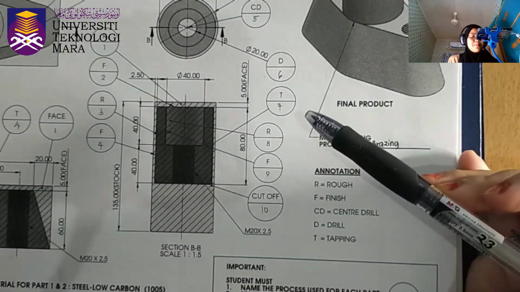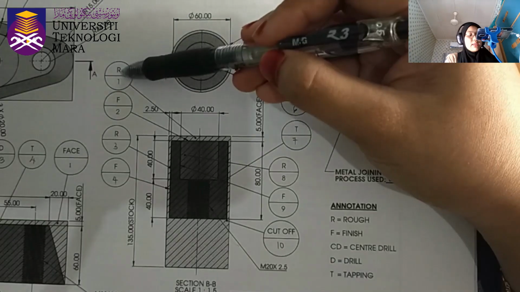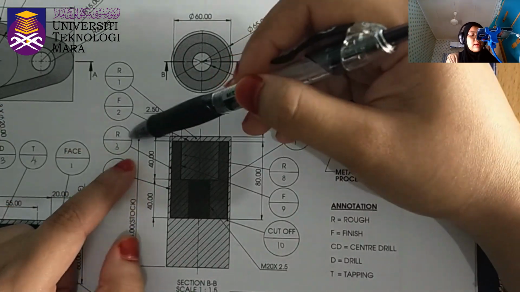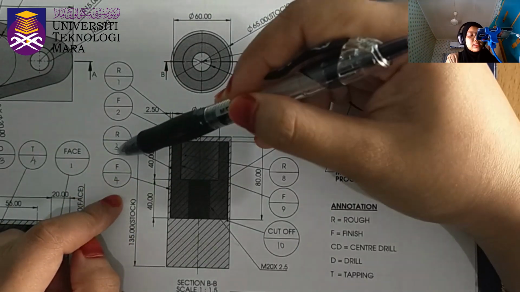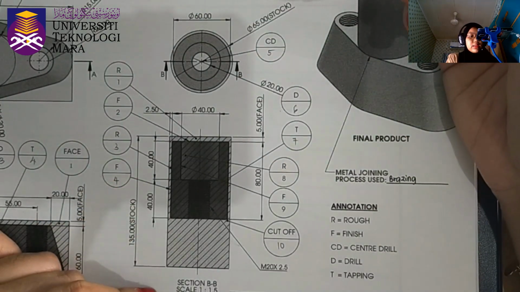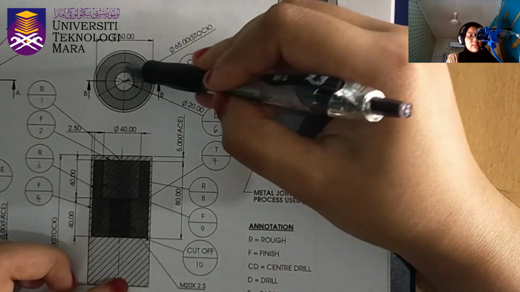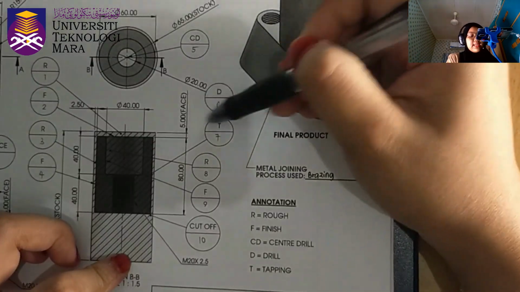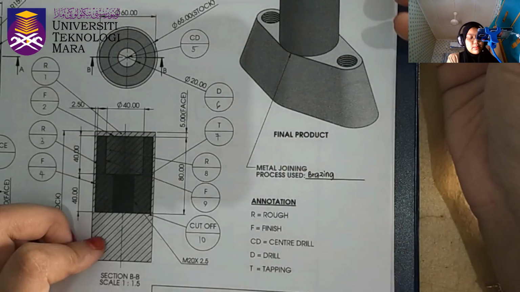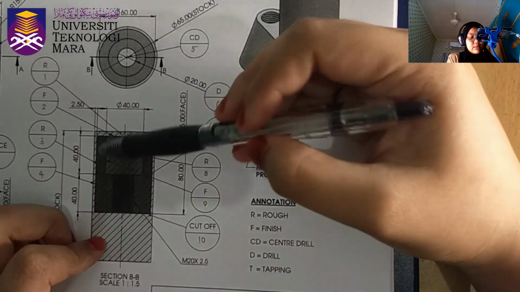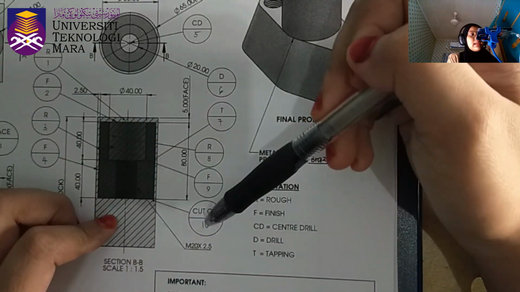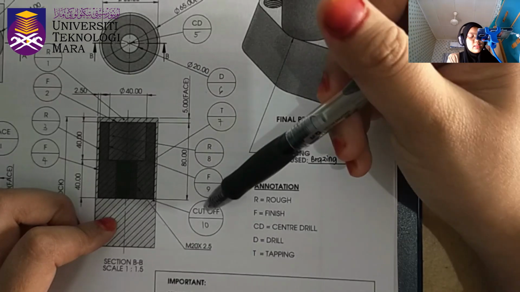For the section B, the first process is rough face, the second process is finish face, the third process is rough face for here, the fourth process is finishing face, the fifth process is center drill, the sixth process is drilling, the seventh process is tapping, the eighth process is rough face, the ninth process is finish face, and the last one for the section B is cut off.